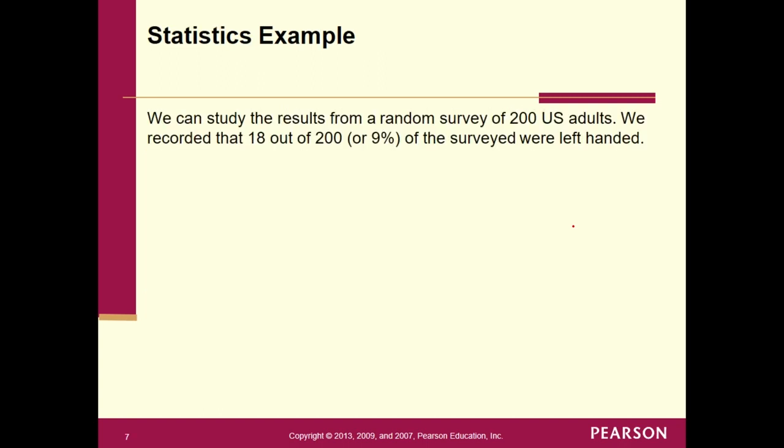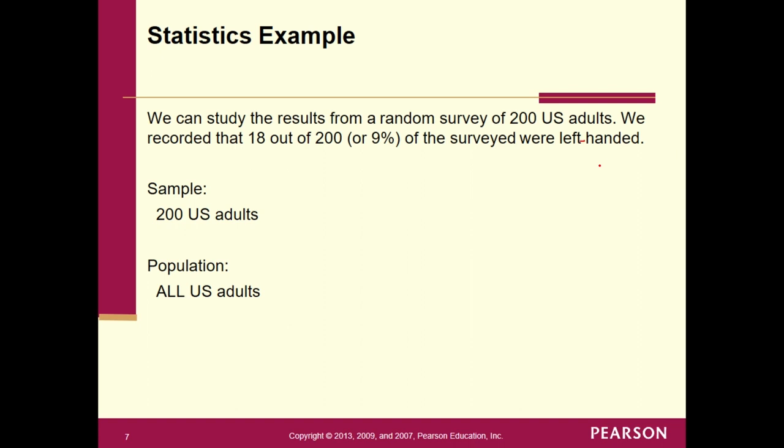So let's take a look at another one, just to make sure. We can study the results from a random survey of 200 U.S. adults. We recorded that 18 out of the 200, or 9%, of the survey were left-handed. There should be a hyphen here. I just realized that. It should be hyphenated. Anyways, what was the sample? What was the population? What do you think here? What would be the sample? Hopefully you said 200 U.S. adults. What would be the population? We would change the 200 into the word all, and we have all U.S. adults.